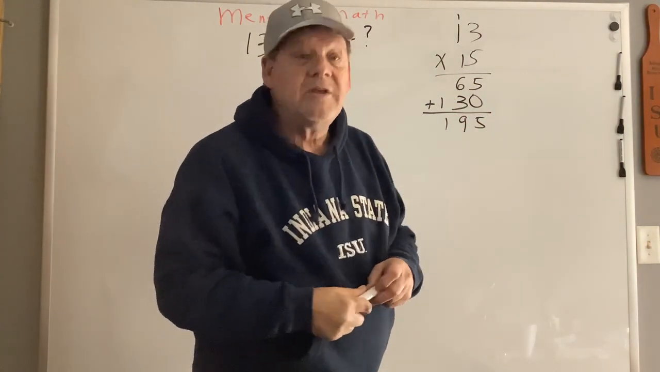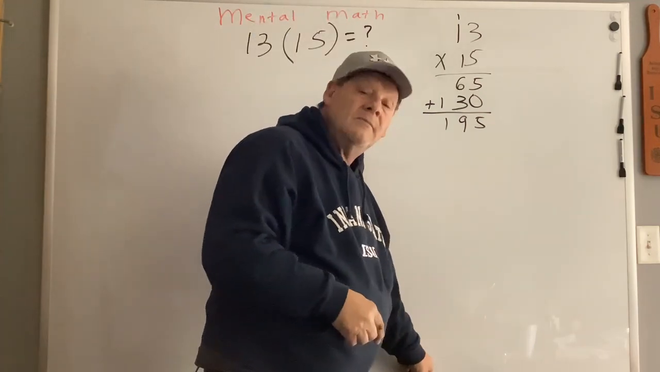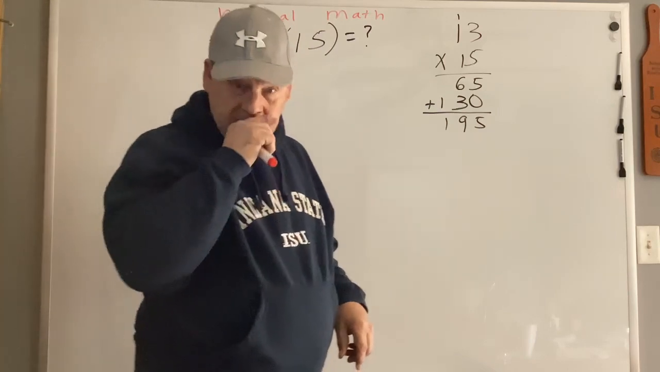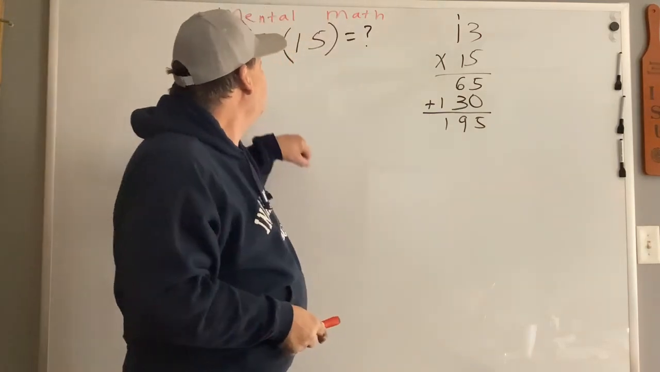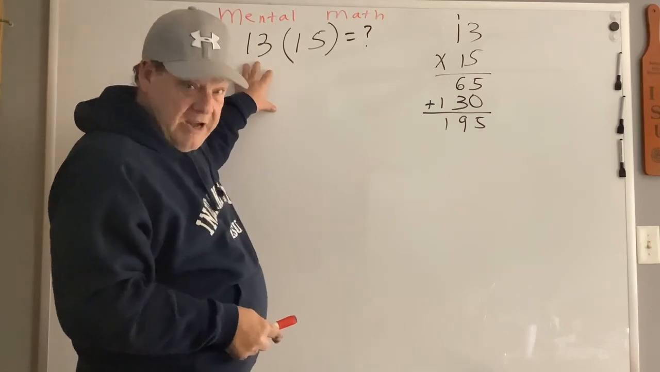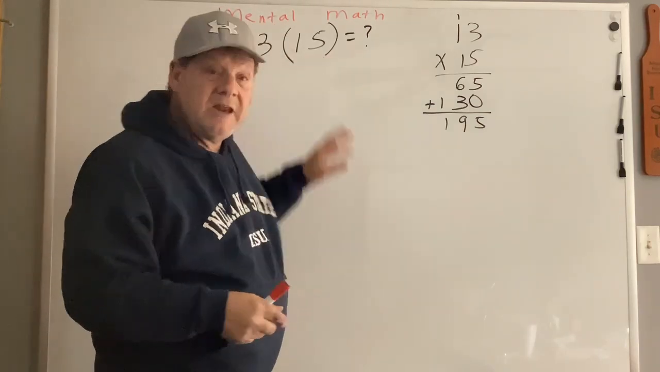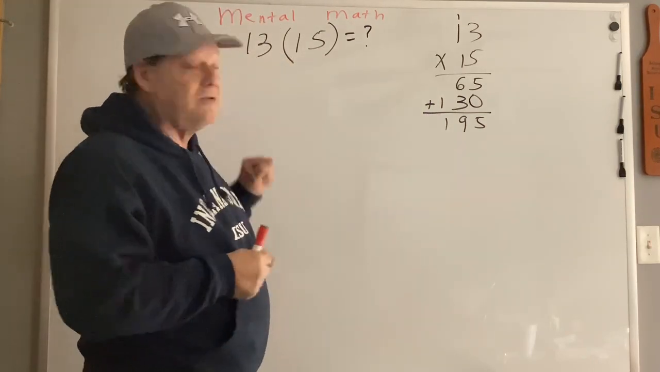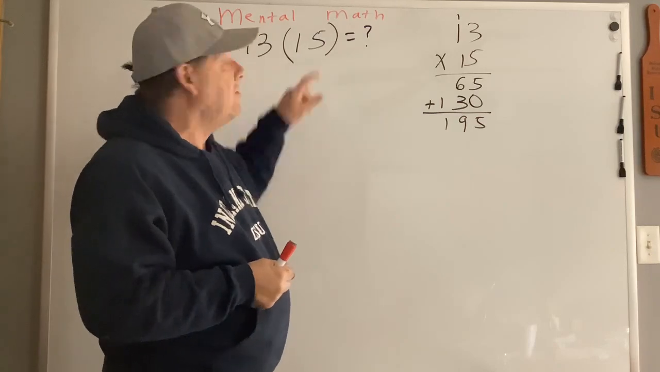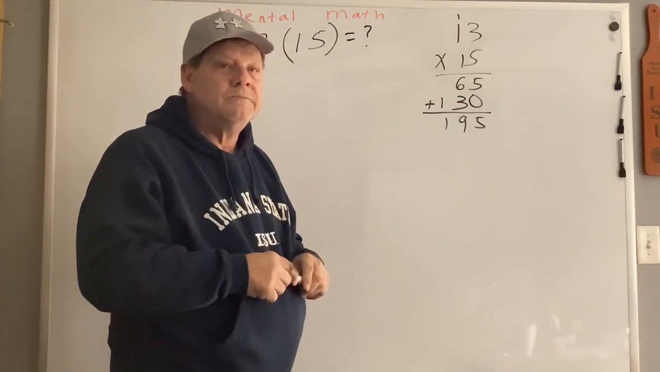Now, can we do this a different way? We sure can. The 2 different ways that you can do this and use mental math to solve it is to either break the 13 into the sum of 2 numbers, or the 15 into the sum of 2 numbers. In other words, we want 2 numbers added together to give me 13, or 2 numbers added together to give me 15. 2 different ways to do it. So let me show you.